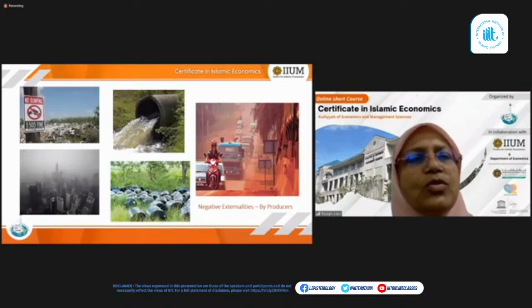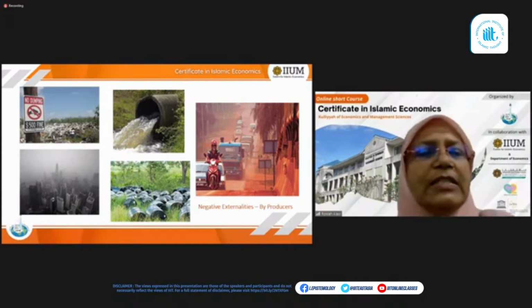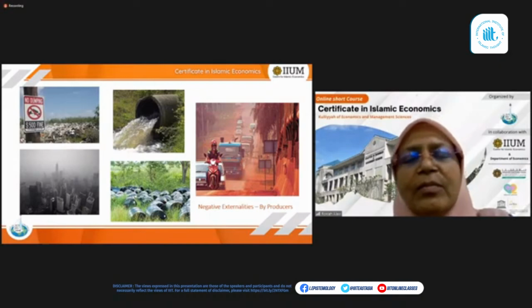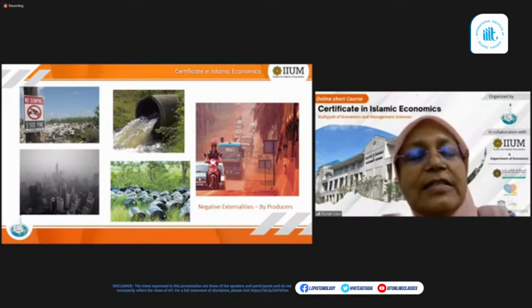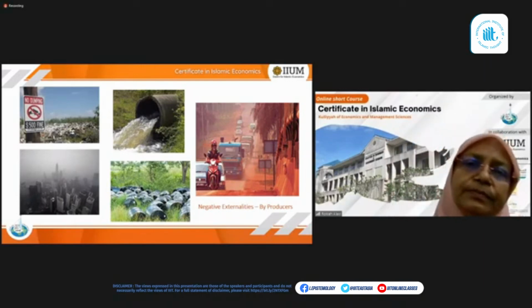This next one, I just want to show you an example. This happens around us, especially in developing countries. This is why we say it's a morality failure, when the external costs are created by producers. They want to reduce their costs, so they transfer some of the cost to society by their activities. All these are examples of environmental pollution, environmental impact caused by producers.